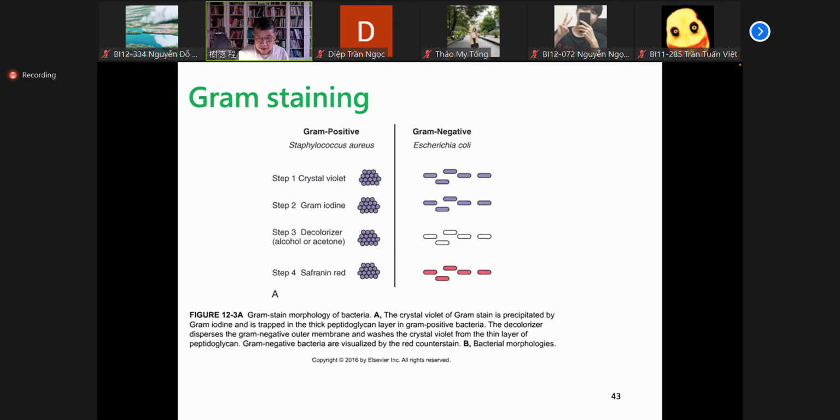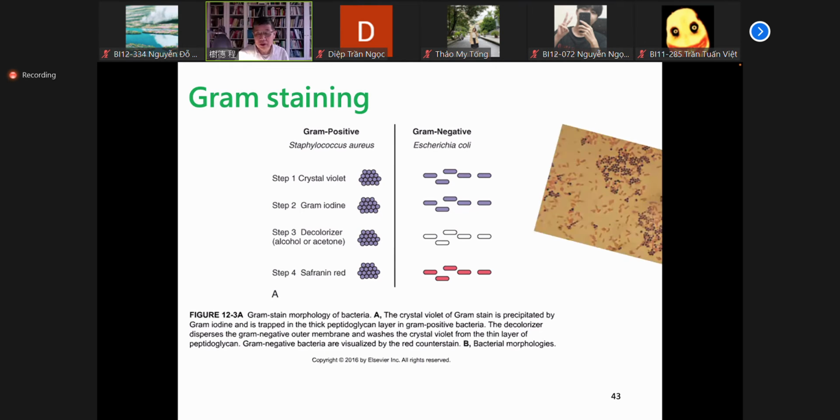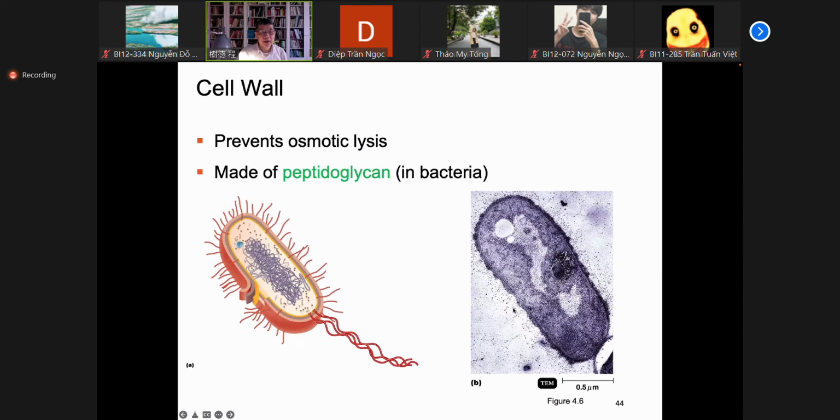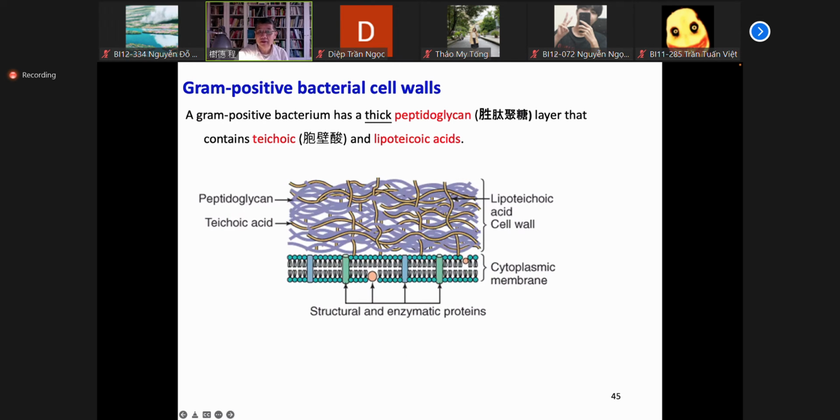Okay, so we need to see the picture here. You see the pink ones here are gram-negative ones. The dark ones, blue ones, are the gram-positive. So this is a slide containing a mixture of gram-negative and gram-positive cells. Okay, so what's the difference? The difference is in the structure of the cell wall.